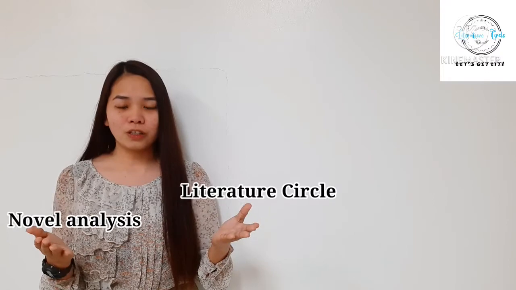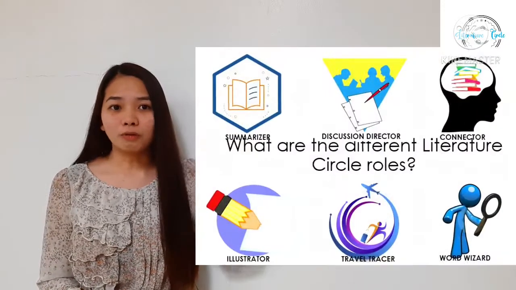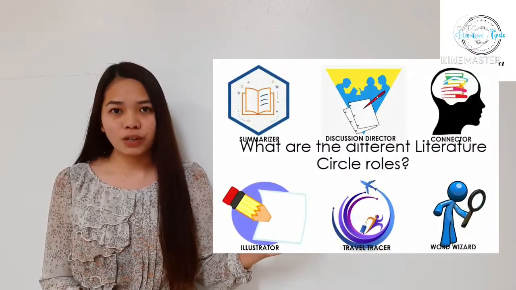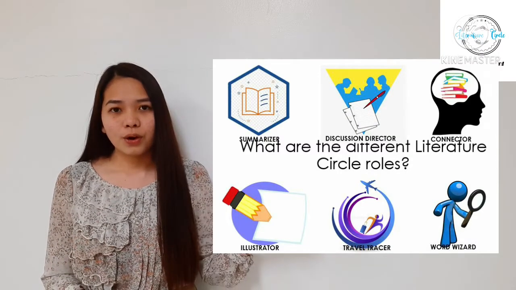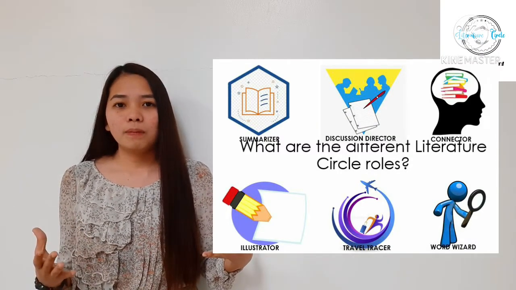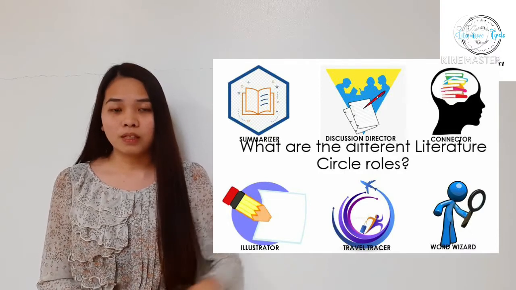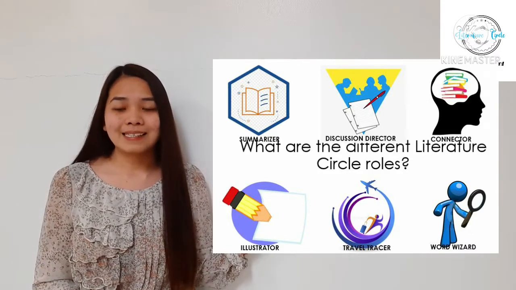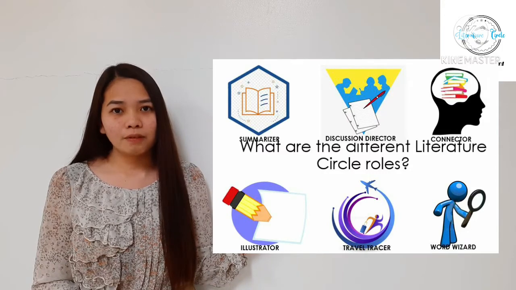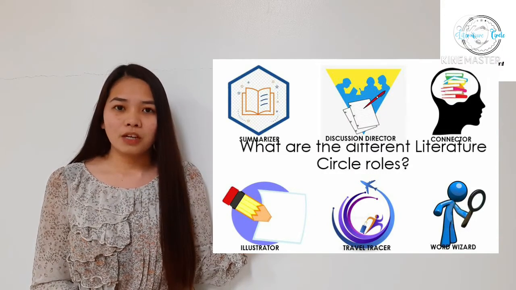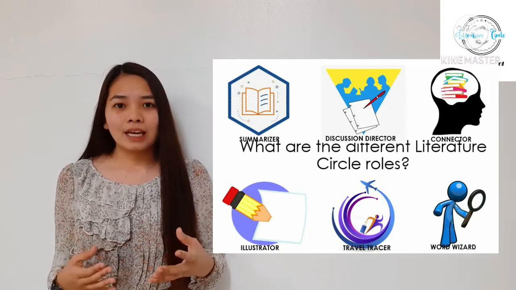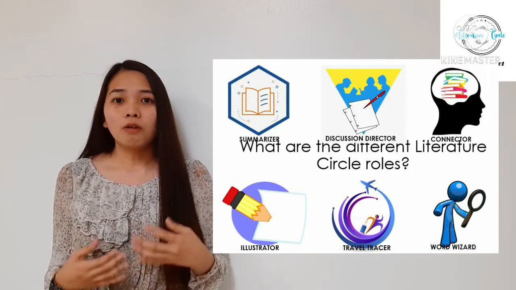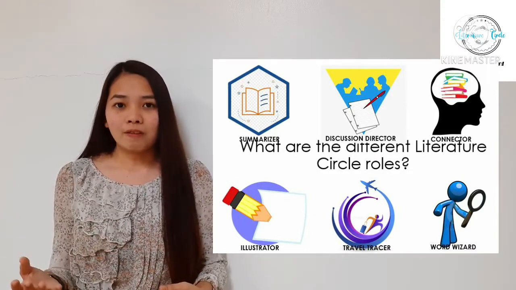Now, after knowing what novel analysis is and what a literature circle is, we'll be going to one of the most significant parts of the literature circle, which are the roles. For our class, we will be assigned different roles, and we have chosen 6 roles. Each of you will rotate roles per week, so make sure that you are guided by your literature circle role sheet, which was already given to you.